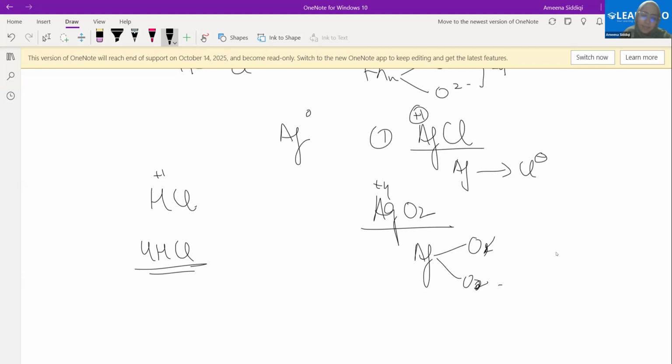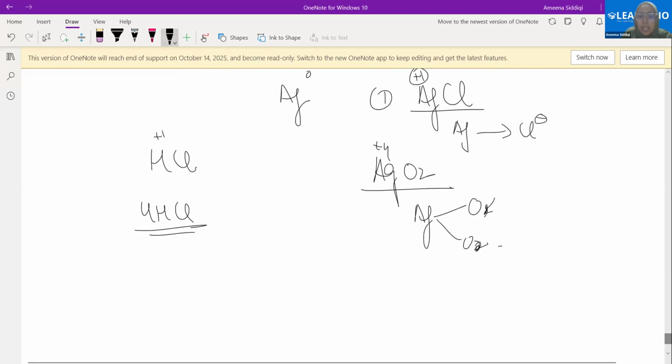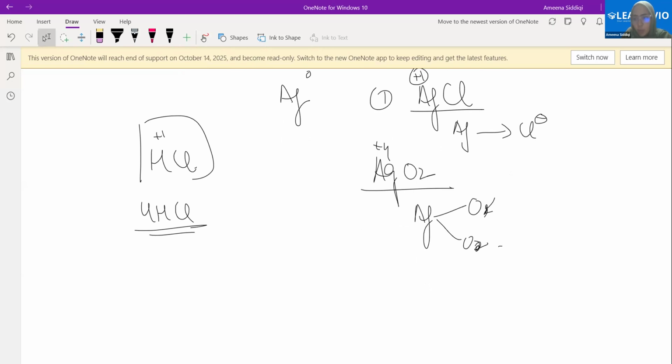No worries. Here, if there's one molecule, one hydrogen atom has an oxidation number of +1. Therefore, when there are 4 molecules of HCl, there will be 4 atoms of hydrogen. Therefore, the total will be +4. You have understood the concept.